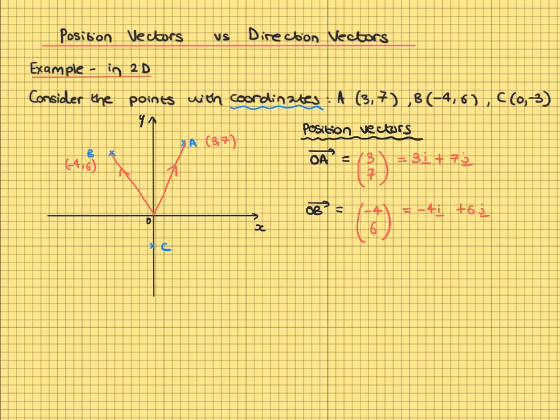Write down the position vector for point C. Now you should have written down the vector 0, minus 3 or negative 3j. So these are three position vectors.